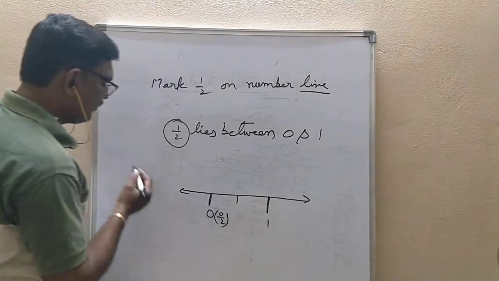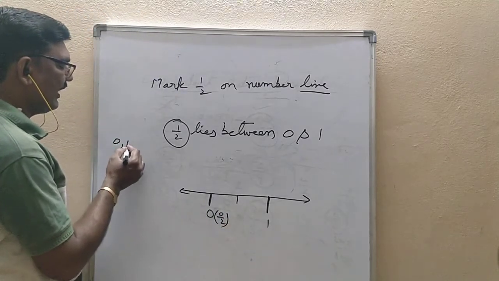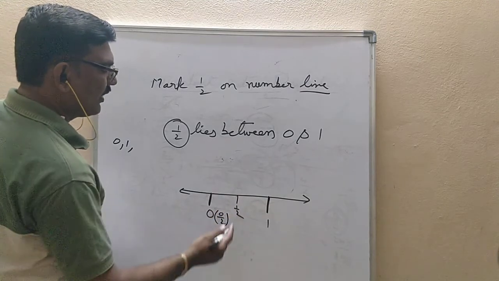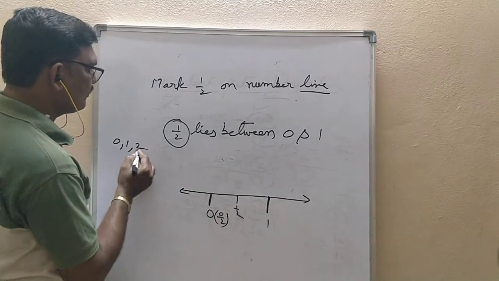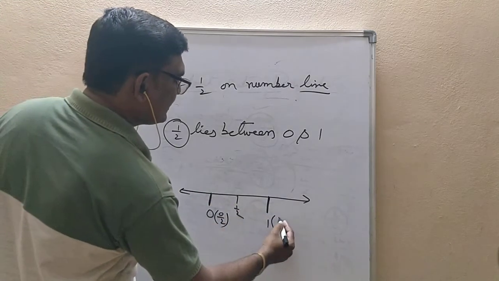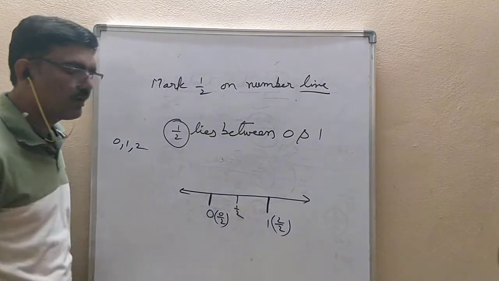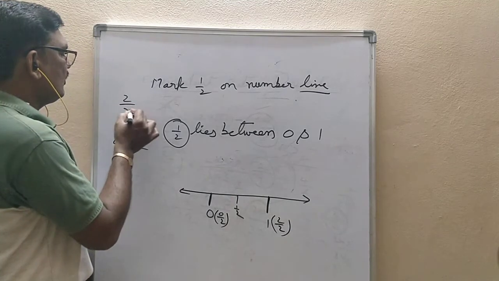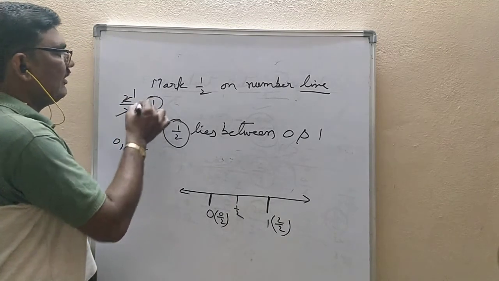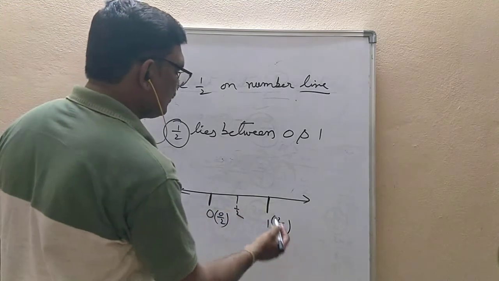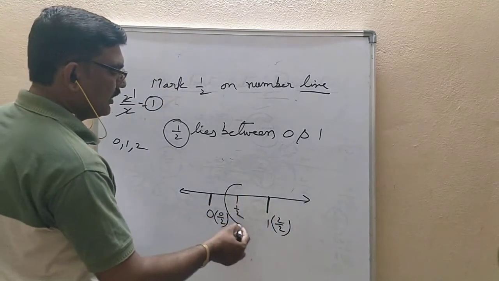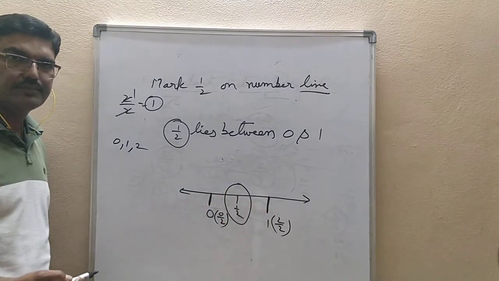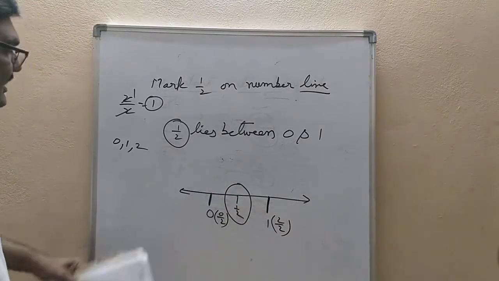So 0 by 2. After 0, what is the next number? 1. So this small one is called 1 by 2. Next one, after 1, the next number is what? 2 here. 1 means here 2 by 2. 2 by 2 is nothing but, in the 2 table if you cancel, you are getting 1. So 1 can be written as 2 by 2. Now what you did is you represented 1 by 2 on the number line. Okay. So next we will see about 3 by 4.